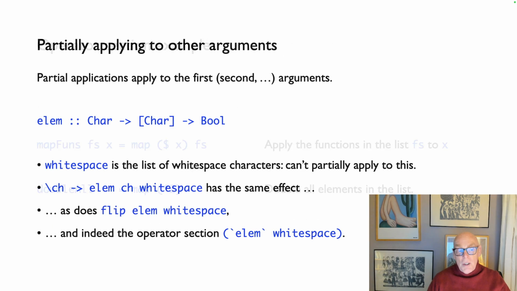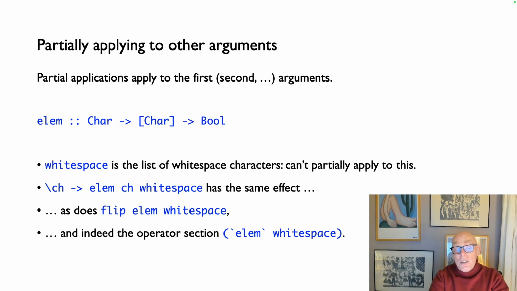Whereas with functions, how can we partially apply a function to its second argument? Suppose we want to define a function that tells us whether or not a character is a member of the list of whitespace characters that we've defined. Is the character whitespace or not? We can't apply the function elem directly to whitespace. So what can we do?